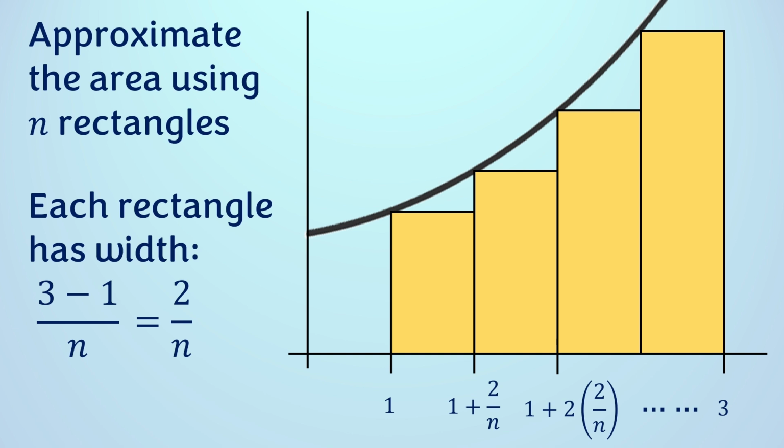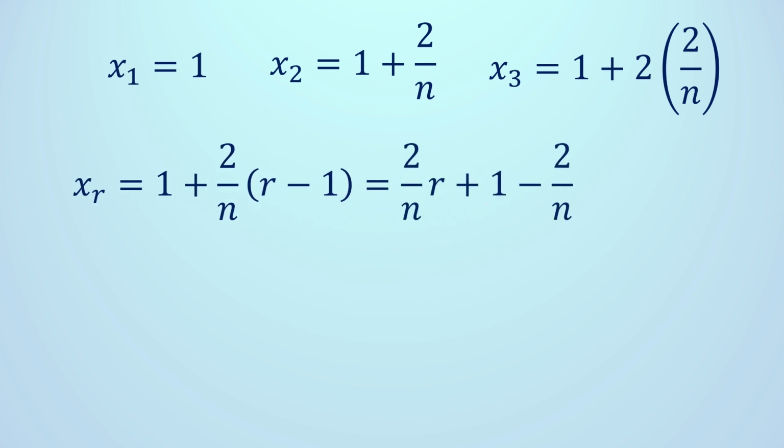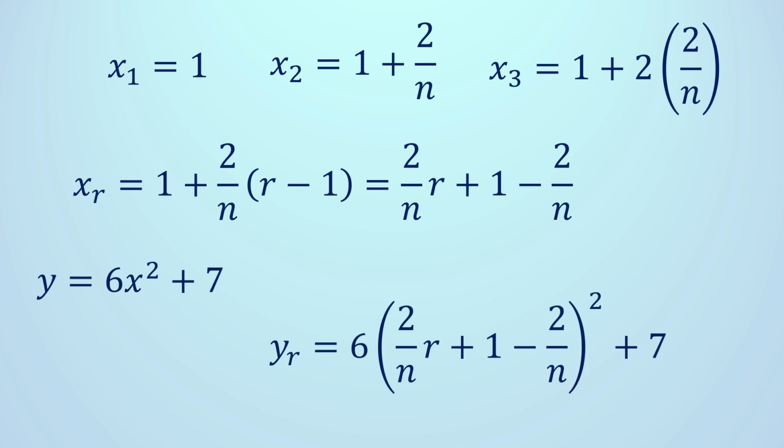And because once again these values are just forming a nice arithmetic sequence, it doesn't take that much effort to find the r-th term for this sequence of x values as well, which comes to 1 plus 2 over n lots of r minus 1, or alternatively 2 over n lots of r plus 1 minus 2 over n if you multiply out the brackets. We can then plug those x values into the function to get the sequence of the y values, which will ultimately decide the height of all the rectangles in our Riemann sum.